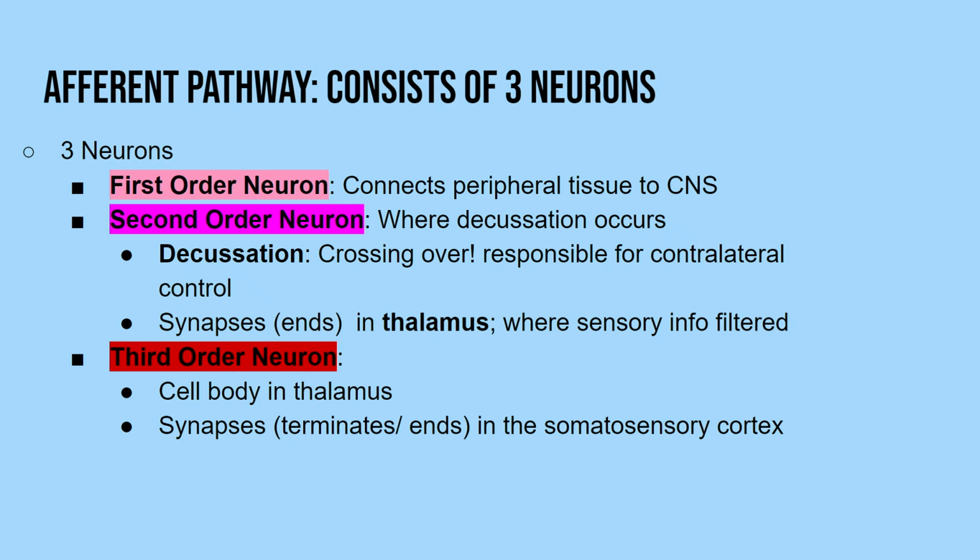The second order neuron is where decussation occurs, which is crossing over. And this is responsible for contralateral control. In lecture last week, you talked about how the brain is split into 2 lobes, right? And how the right side of the brain controls the left side of the body. Do you guys remember that? Okay. Yeah, so it's basically the same for sensory information. If I touch something with the left side of my body, it's going to travel to my spinal cord, go up to my brain, and be registered by the right side of my brain.